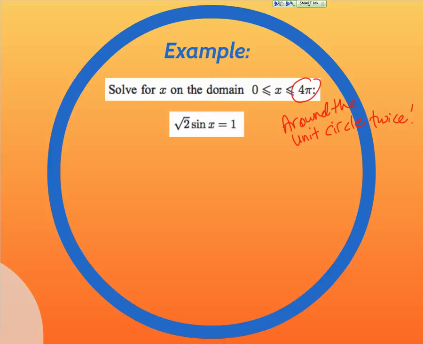Now, before we can look at our unit circle, we have to have sine of x by itself. You have to get sine of x by itself, or whatever trig function it might be, if it's tangent of x.